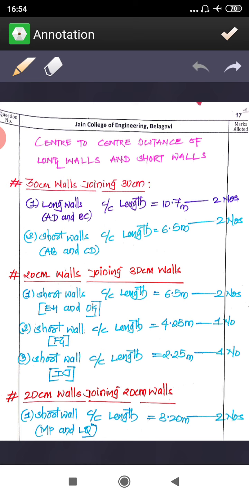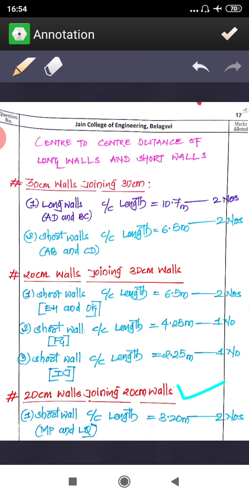Why have I taken them as short walls? Because these are going to be interconnected with the outer wall, and we are already constructing the outer wall first, then we are going for the internal walls. It means that you have to do the deduction for all the walls, so I have treated them all as short walls.